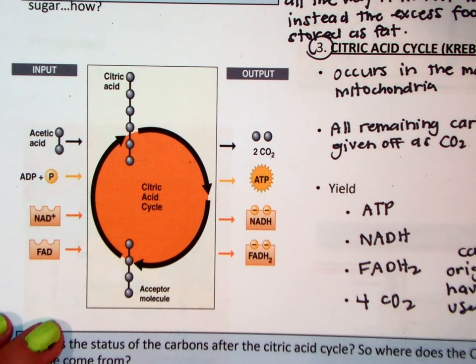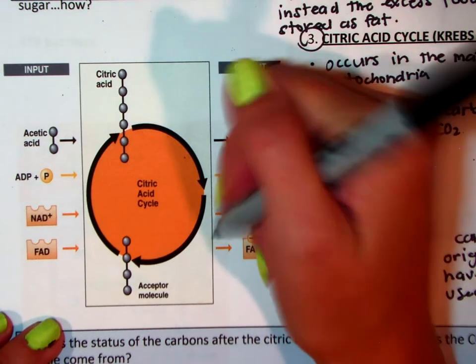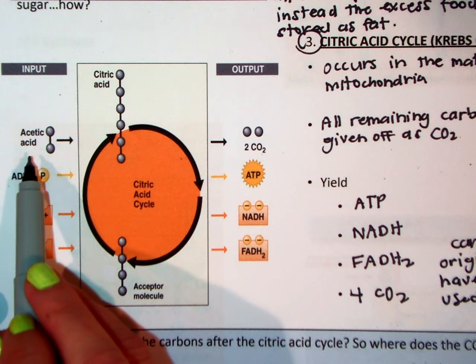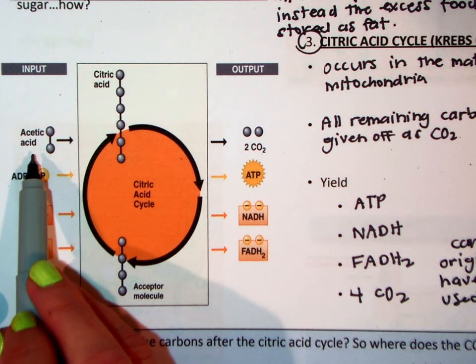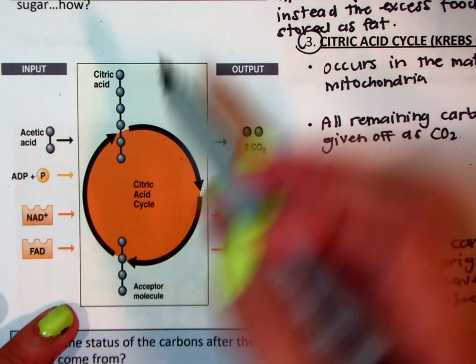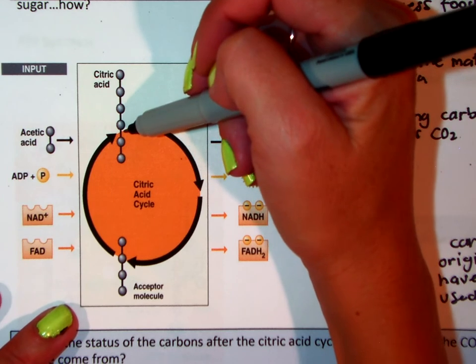So what happens, and again, be glad you don't need to know all these steps here because there's a lot going on here. But what is getting put in are these acetic acids that we ended with after pyruvate oxidation. And they're going to help form something called citric acid. That's why it's called the citric acid cycle.